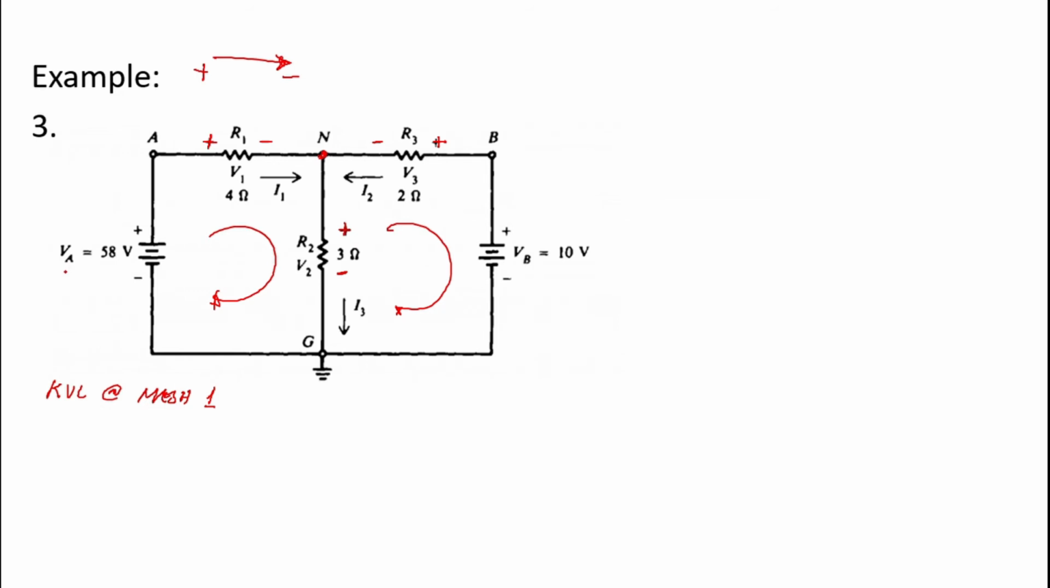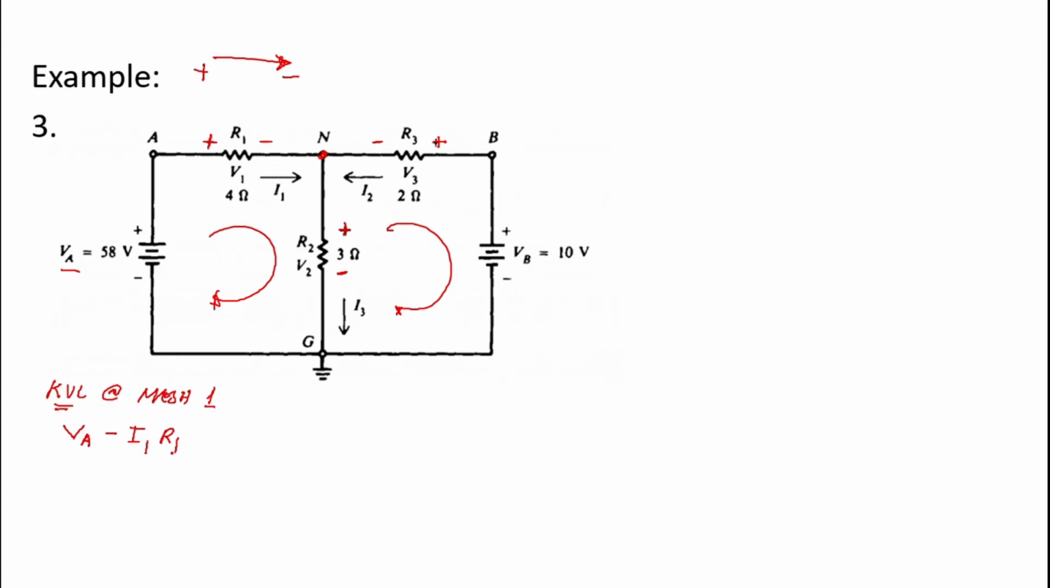Mag-start ka ngayon sa voltage A, positive. Negative, pumasok sa negative, lumabas sa positive, that is positive voltage A. Okay? Then, pumasok sa positive, lumabas sa negative, minus. Okay. So, this is KVL. Ilalagay mo yun dyan, current 1, R1. Saan mo ngayon nakuha yan? Yung current na dumaan kay R1 is, i-consider mo siya as I1.